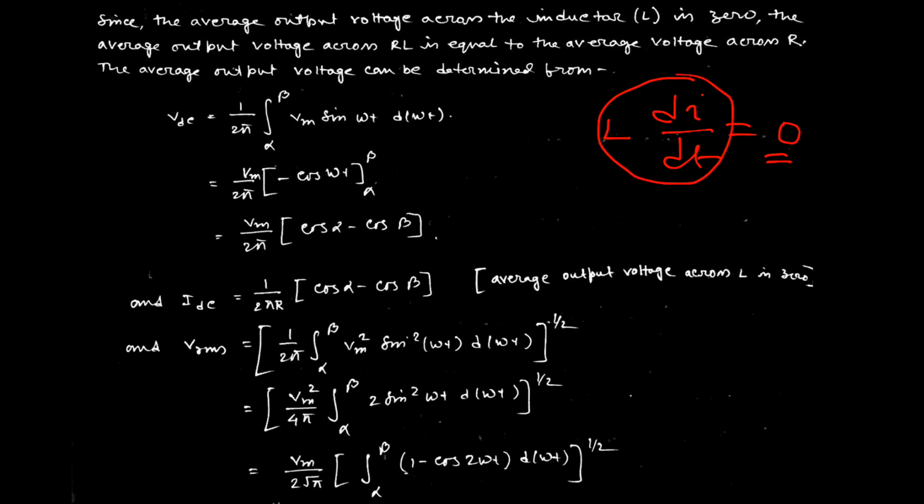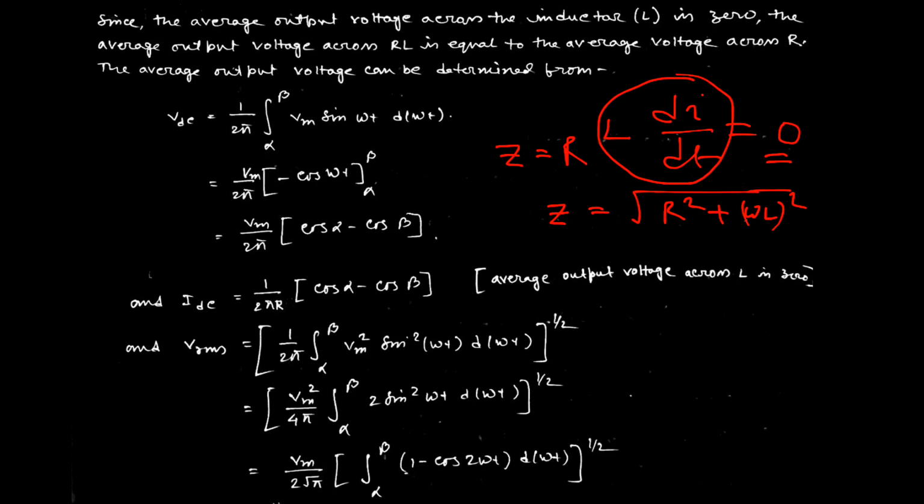As we know, we are using the RL load, which is why we should focus on the impedance Z, defined by root over of R square plus omega L whole square. But here we assume the average voltage across the inductor is 0, so Z can be replaced by R only. That is why, for calculating the average value and the RMS value, we never use Z. We should focus on having the value of R.